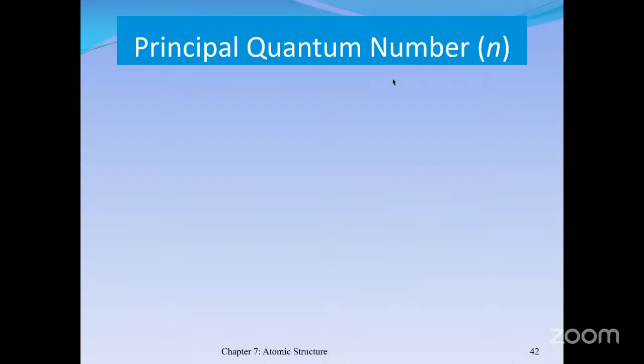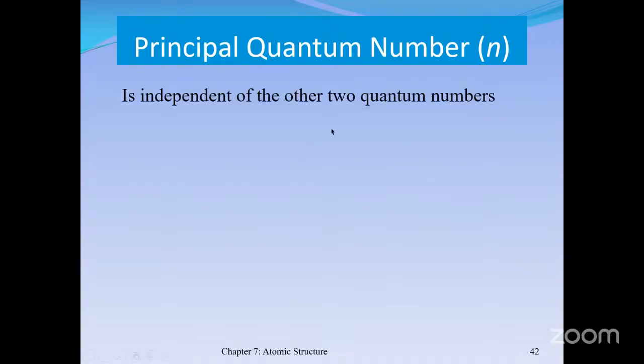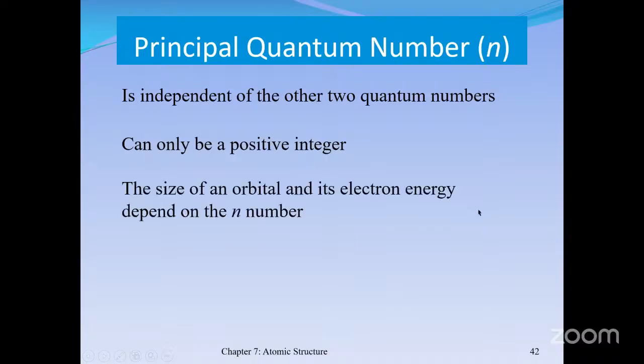Now, it turns out that this n value is the same as the n value in the Bohr model. So there's some correspondence between the Schrodinger wave function approach and the Bohr model. What that means is that n is an integer, and it is independent of the other quantum numbers that we're going to meet. n can only be a positive integer, starting from 1 all the way up to infinity. The size of an orbital and its energy depend on n, which again corresponds to what the Bohr model predicts. The higher the n value, the greater the energy of, in this case, an orbital, not an orbit as in the Bohr model.